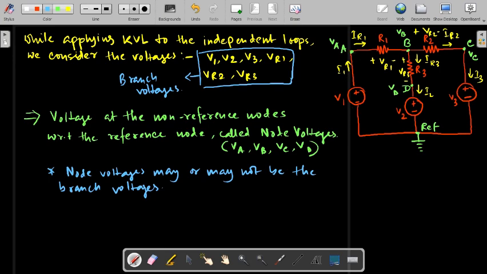V1 independent source, because node voltage means the voltage at the node with respect to the reference node. Now VA is the voltage with respect to the reference. For this element, the voltage at this terminal is VA, and the voltage at the other terminal is 0. So the voltage across the element, VA minus 0, that is VA, is equal to V1. So the node voltage VA at node A is also the branch voltage of V1.